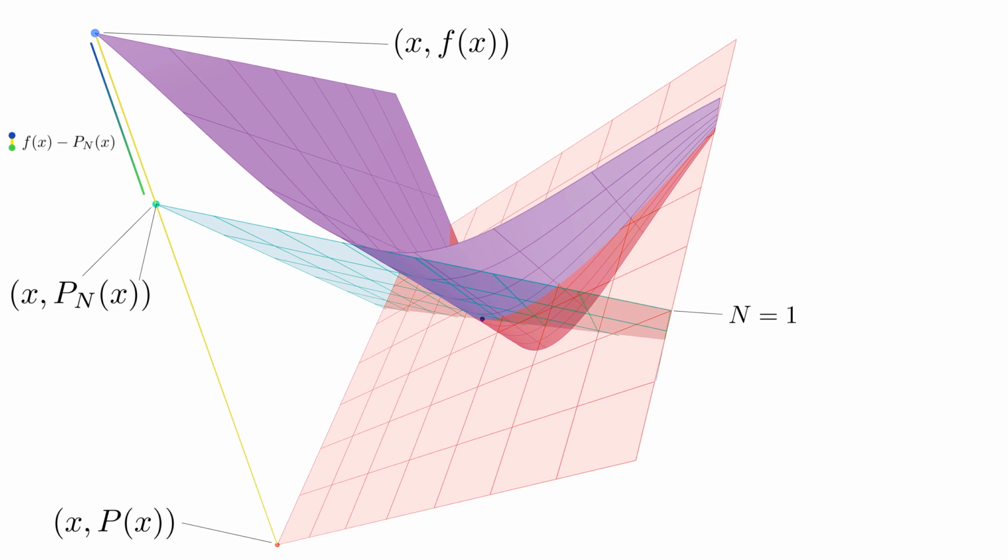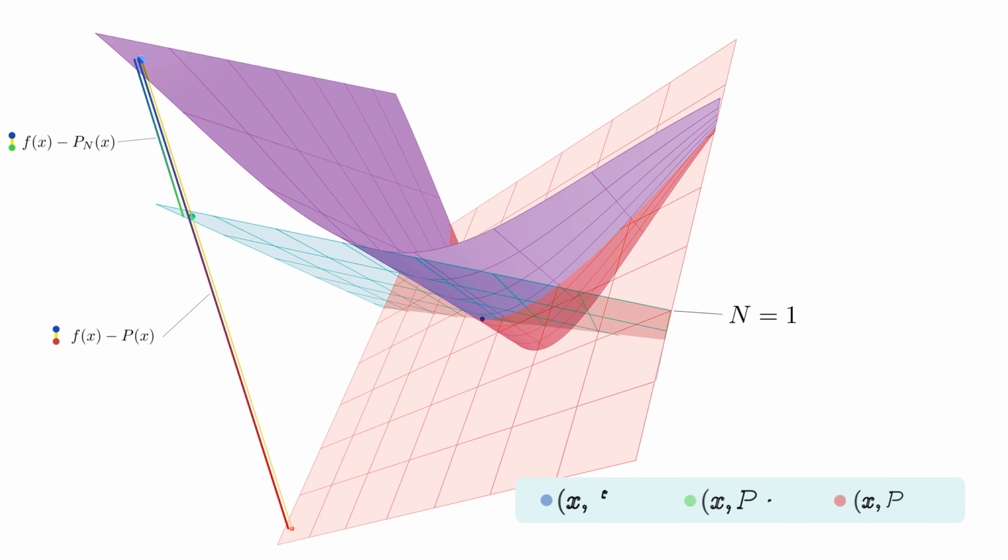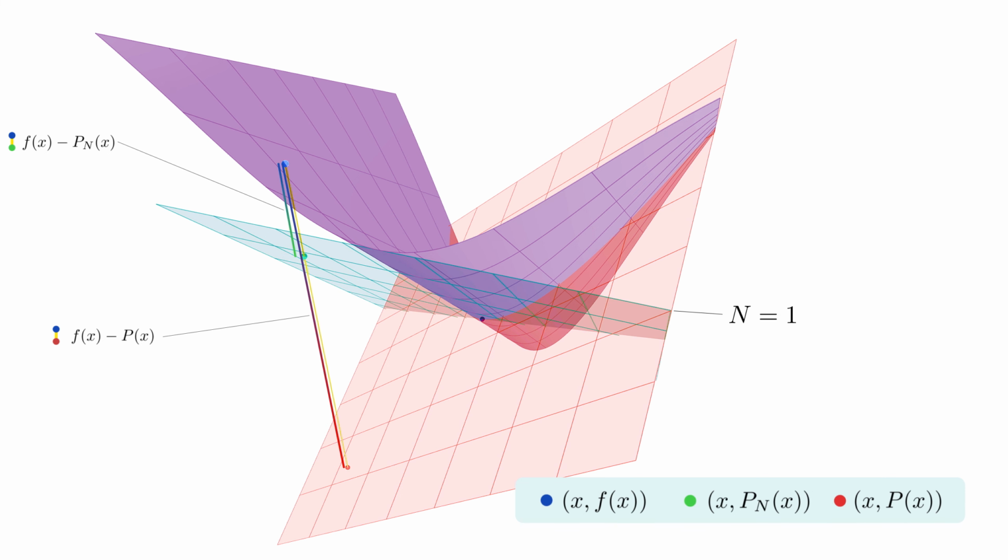Now, the Taylor polynomial approximates f with some error. That is the distance between this green point and the blue point. The arbitrary polynomial also approximates f with some error. That is the distance between the blue point and the red point. So it's a much longer distance here. The second part of Taylor's theorem says that the error with Pn will always go to 0 faster than the error with P. You can see that this is happening in the animation.